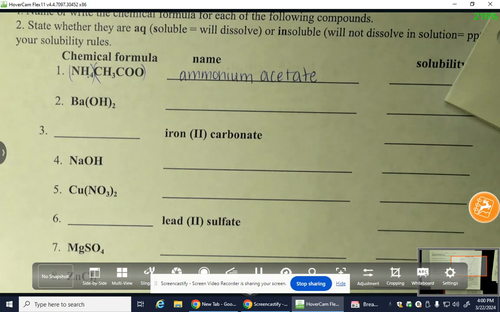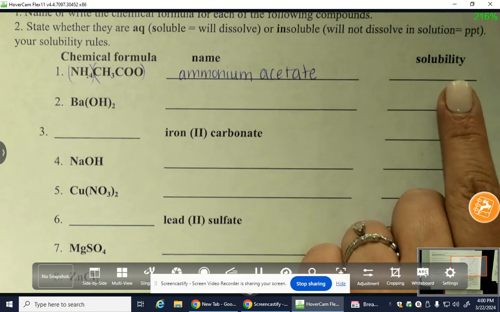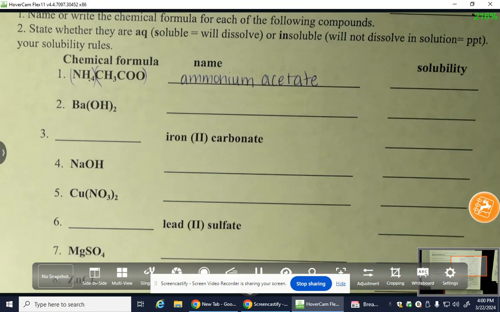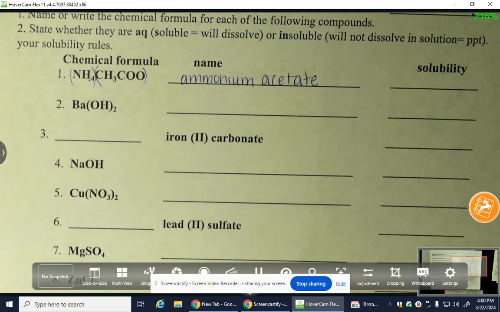Now, what I don't want to have happen is you get stressed out and bogged down today with writing names and formulas, because that's not the point of today. Today, the point is solubility. So do your best. You can't really mess up the formulas. It won't ruin the solubility rule if you accidentally forget your subscript or something. So just don't get too bogged down with that.